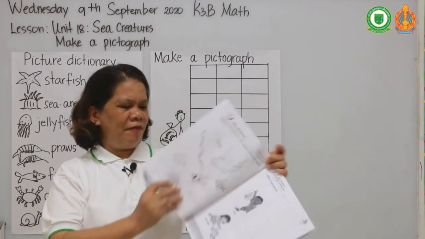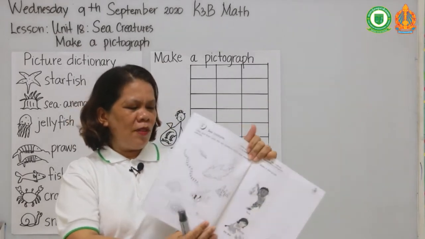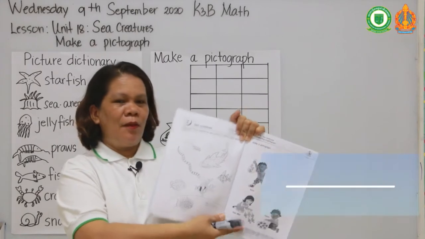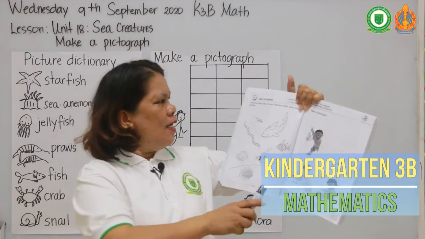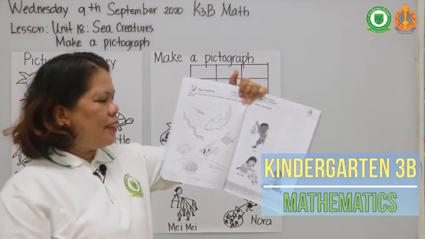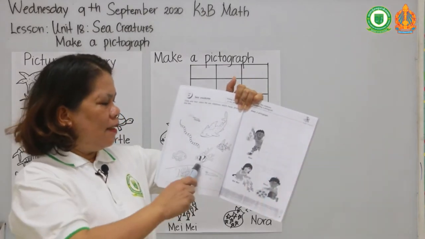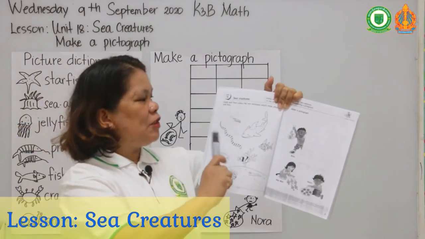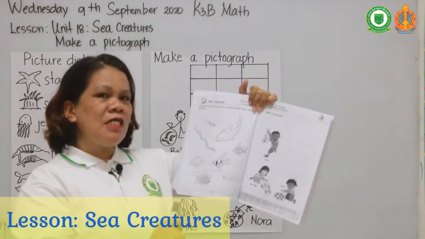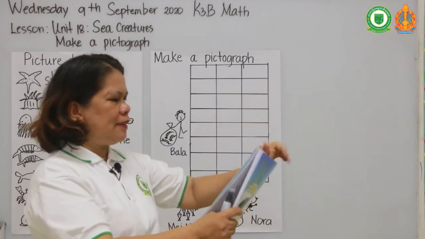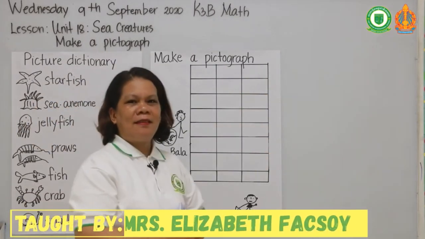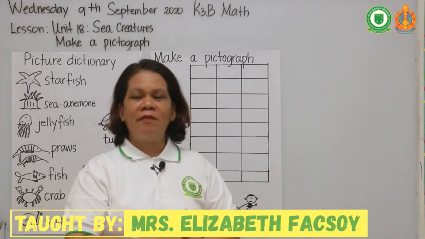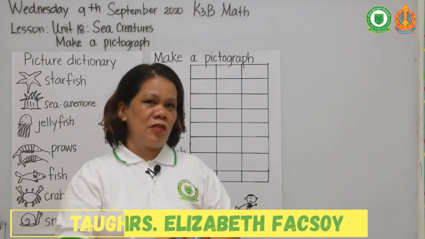For the homework last Wednesday, I gave you this. You're going to circle the sea creatures that have stripes and fins. Others got the correct answers and some of you are still confused.